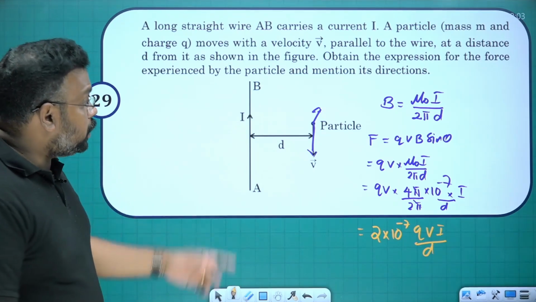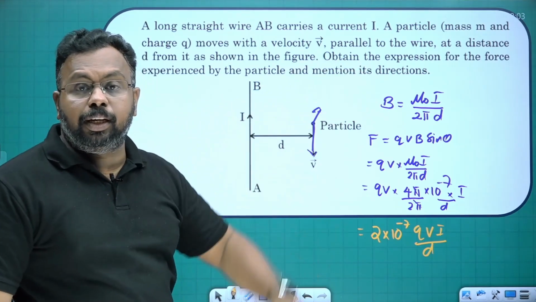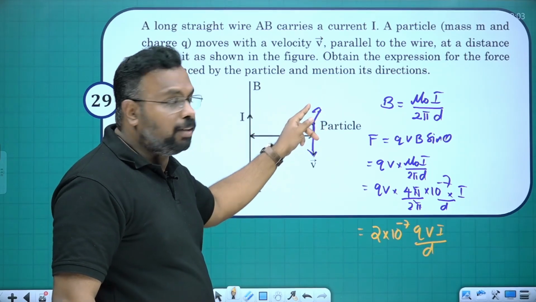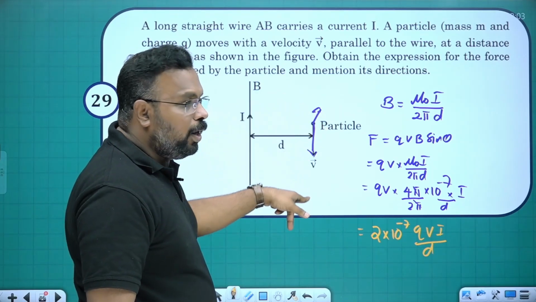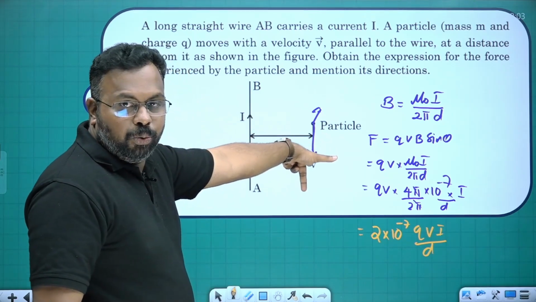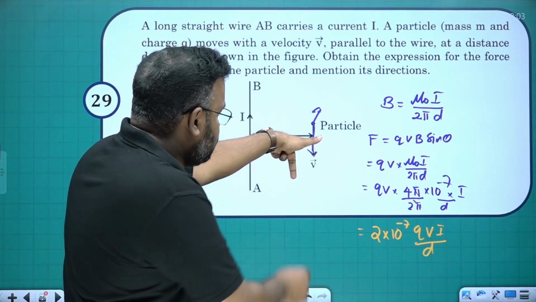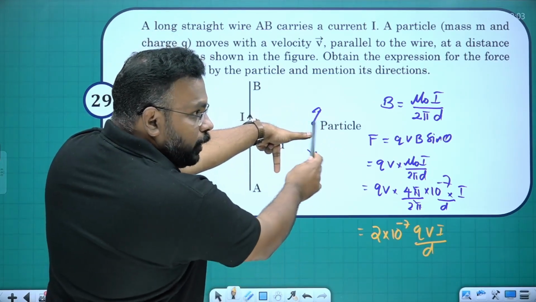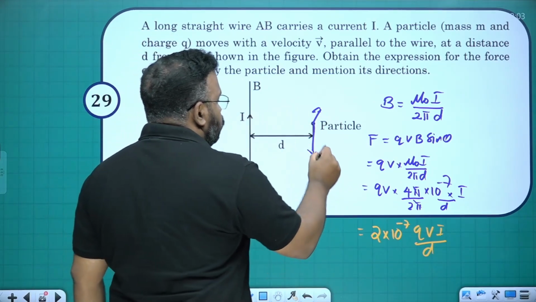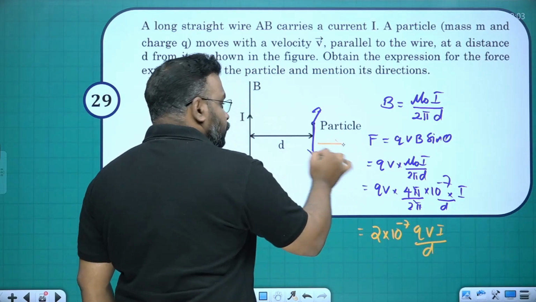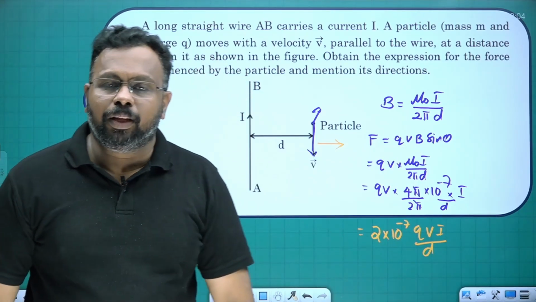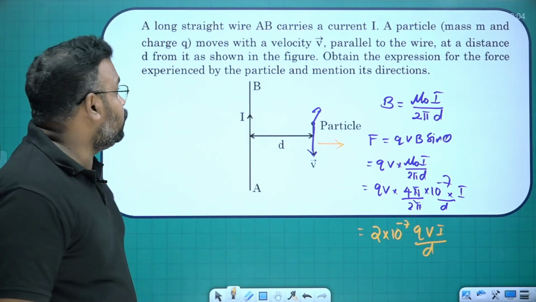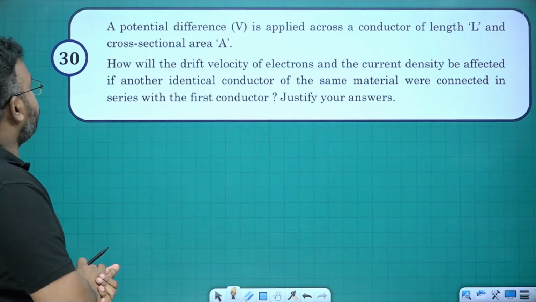This is the magnitude. Now mention its direction. What is the direction of the magnetic field? Inward, isn't it? The magnetic field is inward and the charge is moving down. So we can use Fleming's left hand rule. The magnetic field is in, and the charged particle moving down can be thought of as current moving down. Look at my thumb, the thumb is towards the right. So the force will be towards the right. Magnitude is this much and direction is towards right. Clear? Yes.